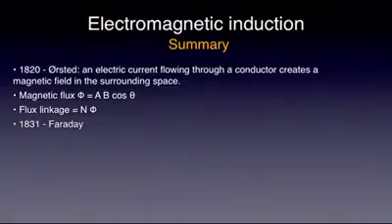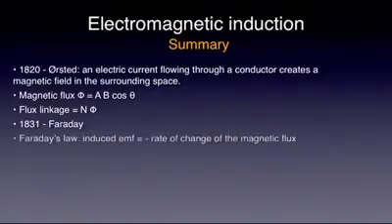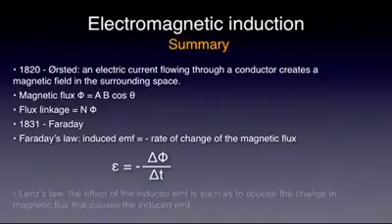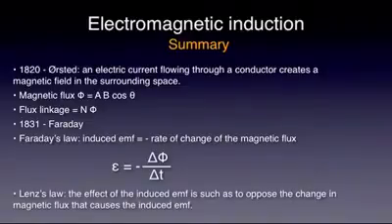In 1831, Faraday discovered electromagnetic induction, the phenomenon of setting up an electric field by varying the magnetic flux with time. Faraday's law states that the induced EMF is equal to the negative of the time rate of change of the magnetic flux. EMF equals minus delta phi over delta t. Lenz's law states that the effect of an induced EMF is such as to oppose the change in magnetic flux that causes the induced EMF.